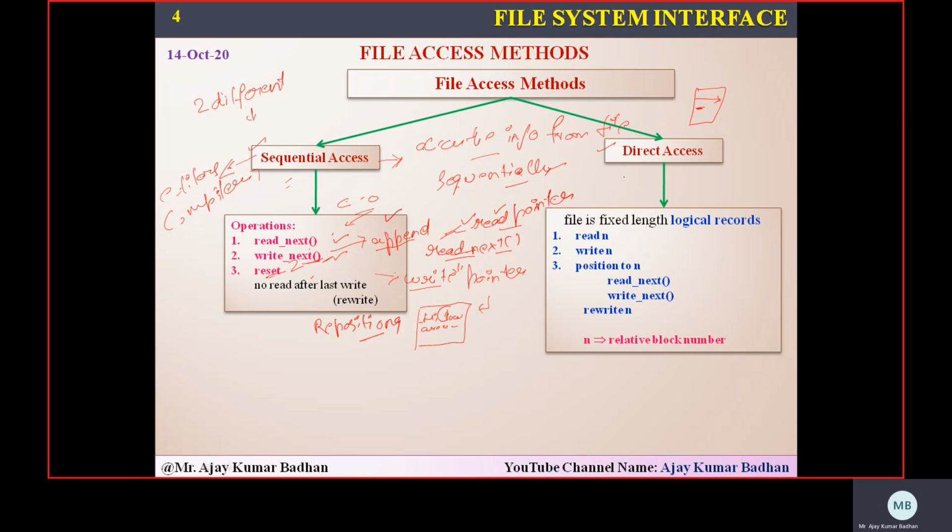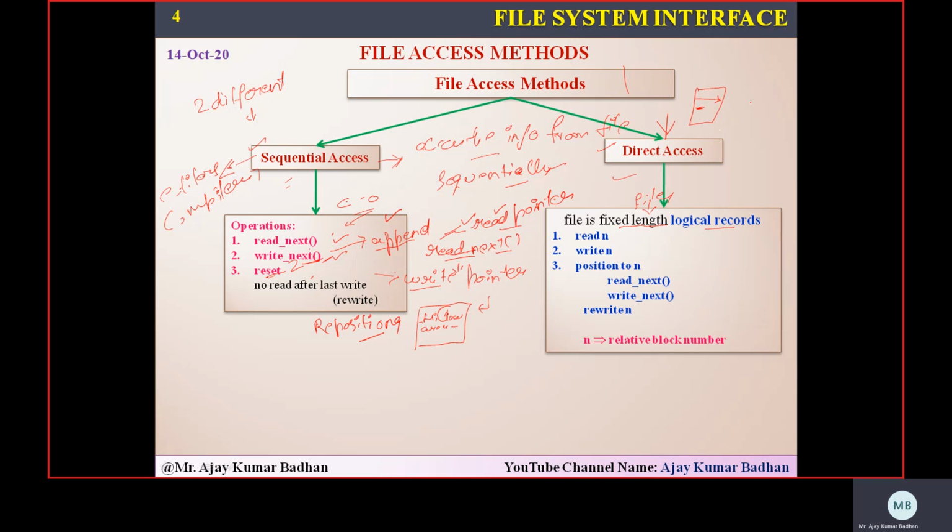But coming to the direct access, this direct access consists of files of fixed length logical records. So here files will not be sequential. Whatever the files that we are storing into our system using this direct access will not be stored in a sequential manner. Rather, that will be stored in a fixed length.